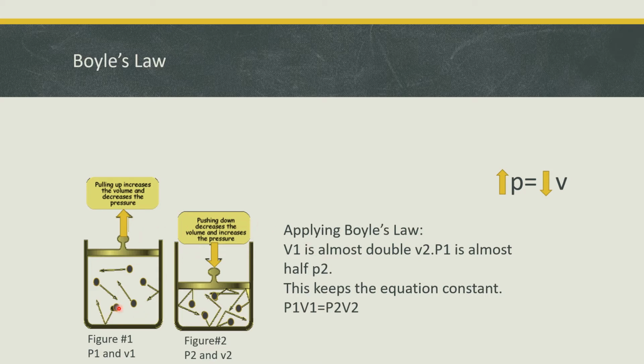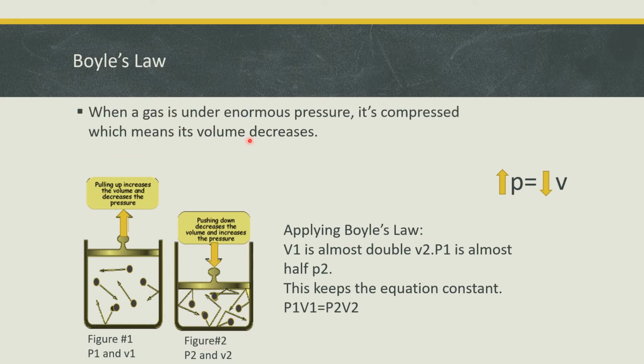So if the volume in figure 1 is almost double the volume in figure 2, the pressure in figure 1 is half the pressure of figure 2. This keeps our equation constant, and as you can see, as I increase the volume, I'm decreasing the pressure, and as I decrease the volume, I'm increasing the pressure. So they are inversely proportional. When a gas is under enormous pressure, it's compressed, which means its volume decreases. The temperature and amount of gas are constant.